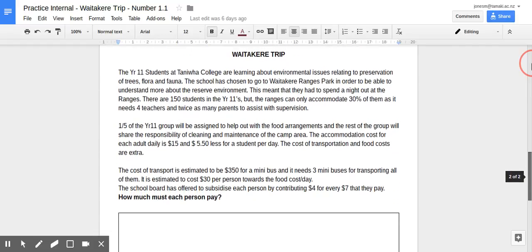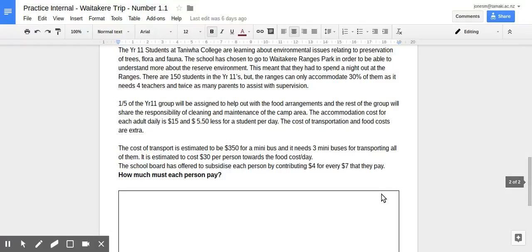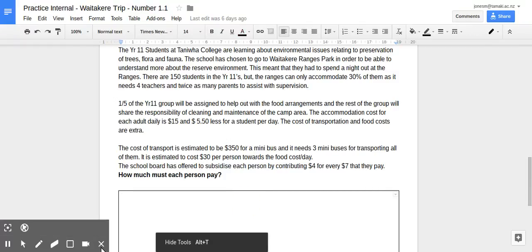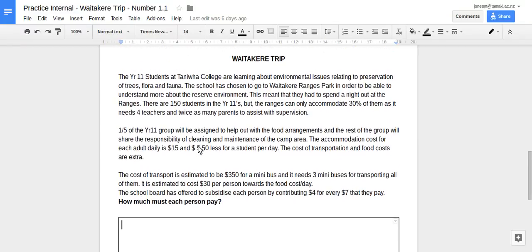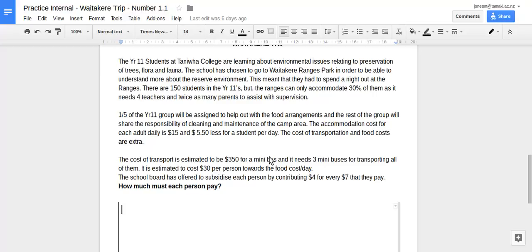So we are looking at the practice internal, and I'm going to go through and show you how I would answer it. Okay, so after we read the question, the first thing that we're looking at is who is going to camp. So first thing is who's going to camp. It's just the title that I'm going to use for the first section.